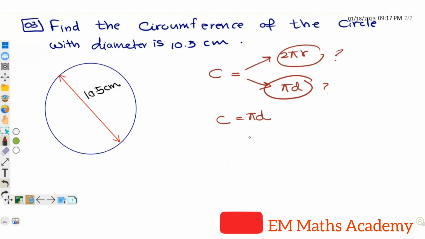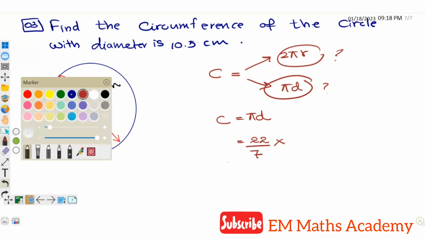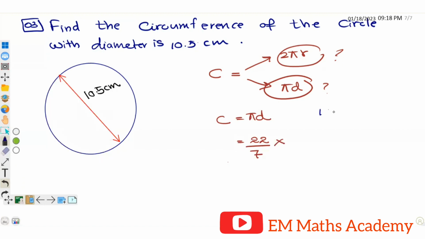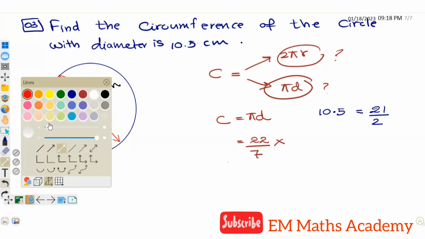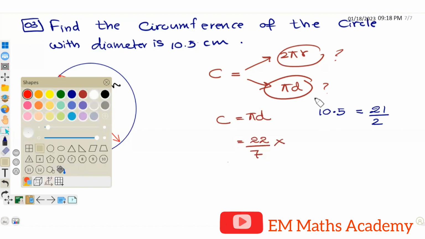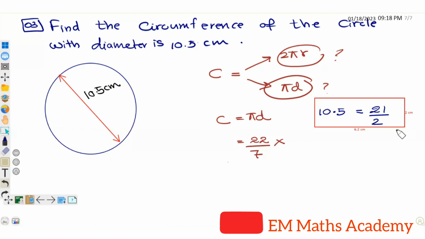Now, what is my next step? Here, 22 upon 7. Okay, pi is substituted by 22 upon 7. D is 10.5. But in these kind of questions, remember that 10.5 is substituted by 21 upon 2. Why, teacher? It is because it is easy. Okay, then simplifying the decimals. Okay, then teacher, how do we know that 10.5 is equal to 21 upon 2?